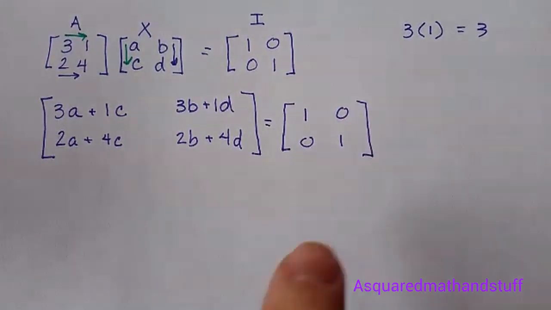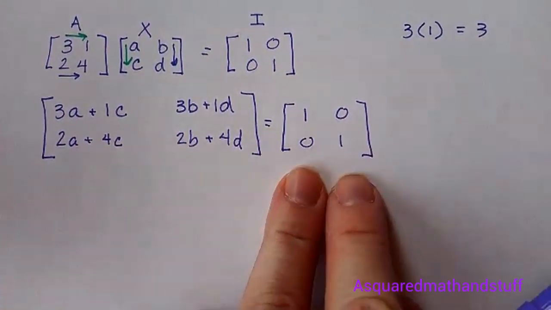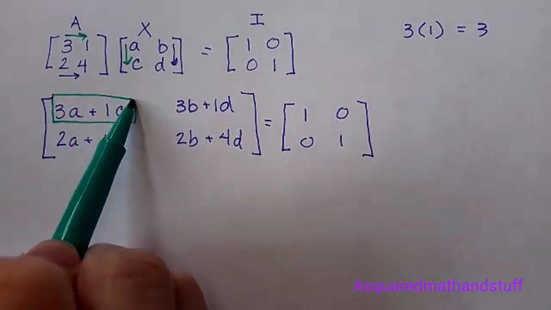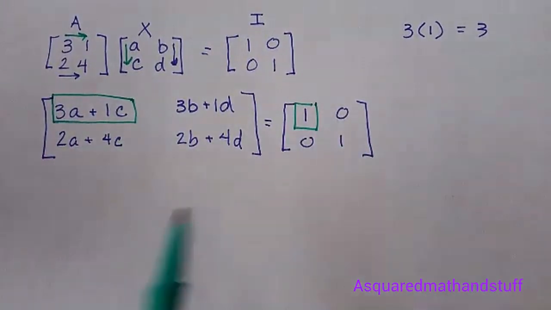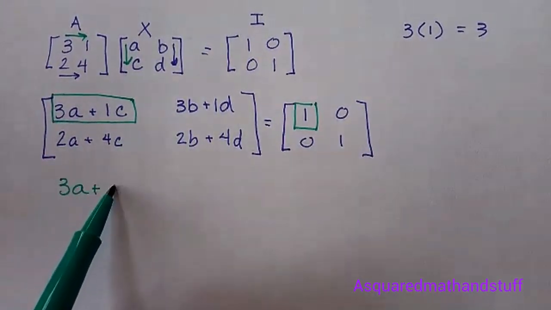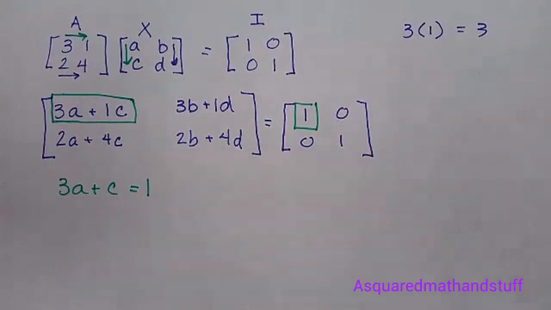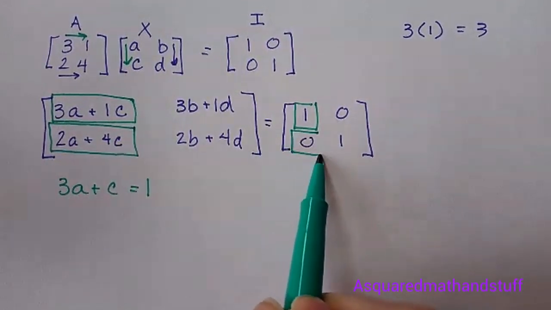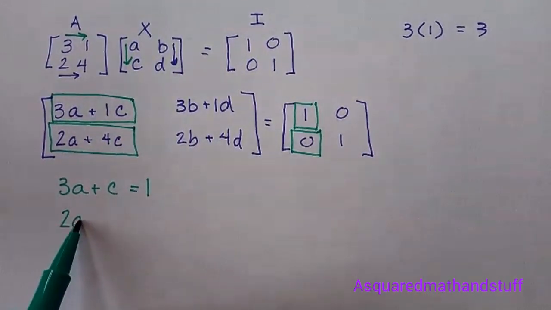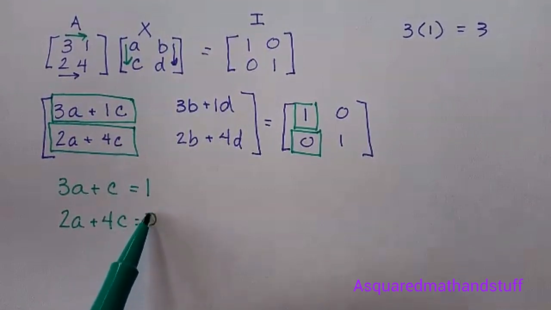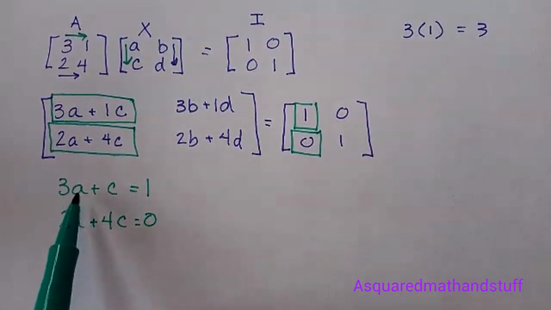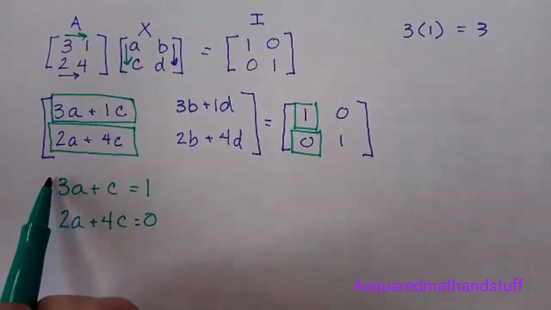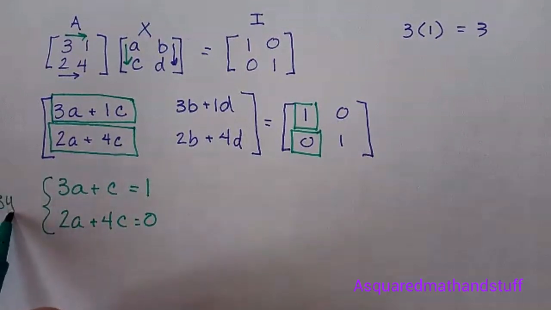And so now we are saying the matrix on the left is equal to the matrix on the right, which means that 3a plus c needs to equal 1. So 3a plus c equals 1. Also, 2a plus 4c needs to equal 0. So 2a plus 4c equals 0. If you notice, we have the exact same variables in here. So we have two unknowns and two equations. So we can solve this using a system of equations.